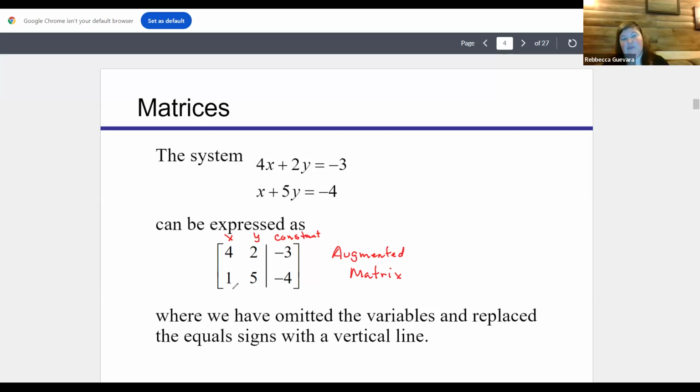Everything in the first column is an x, everything in the second column is y, and everything in the third column after this line is the constant. That's where the augmented matrix comes from. It's basically two matrices together. Your first row is a representation of equation 1. Your second row is a representation of equation 2, so we have x plus 5y equals -4. We omit the variables and replace the equal sign with this vertical line.